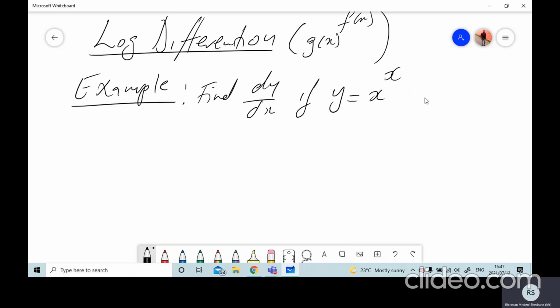We don't have a standard derivative of a variable to the power of the variable, or a function to the power of a function. So if you have a function with a term that is a function to the power of a function, we apply log differentiation.